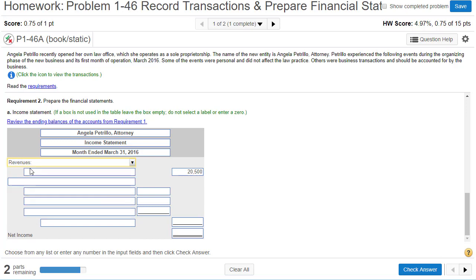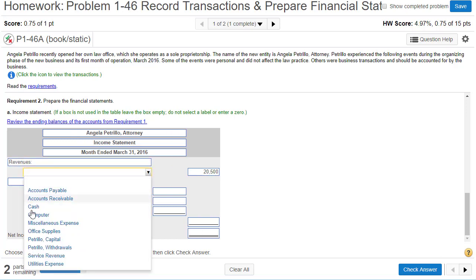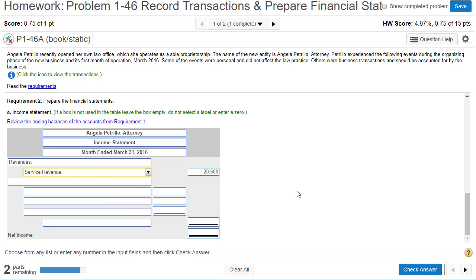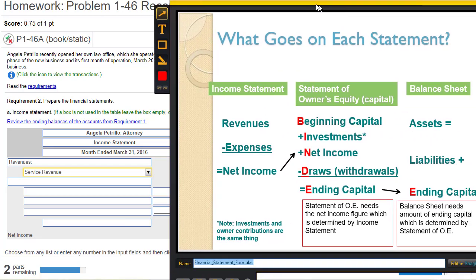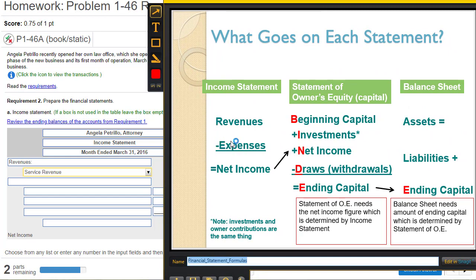The main label is revenue. Then we list what type of revenue it is. It is service revenue, and that was our only revenue. So now, according to our formula, remember, we're now going to subtract all of our expenses.